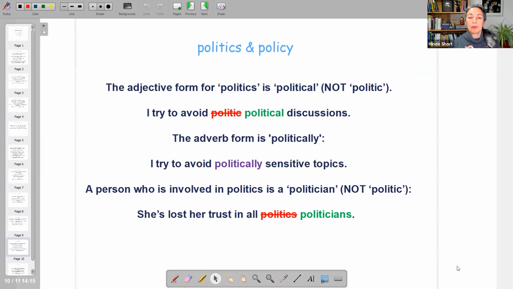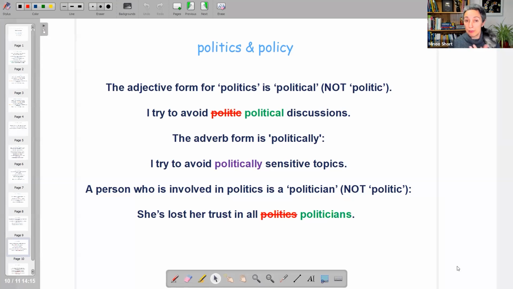Very important to remember this point. The adjective form of politics is political, not politic. The word politic doesn't exist. Unlike economic, classic, and historic, this word doesn't exist in English. So don't use it. For example, don't say, I try to avoid politic discussions. It's always, I try to avoid political discussions. It's the only adjective form for this word, politics.